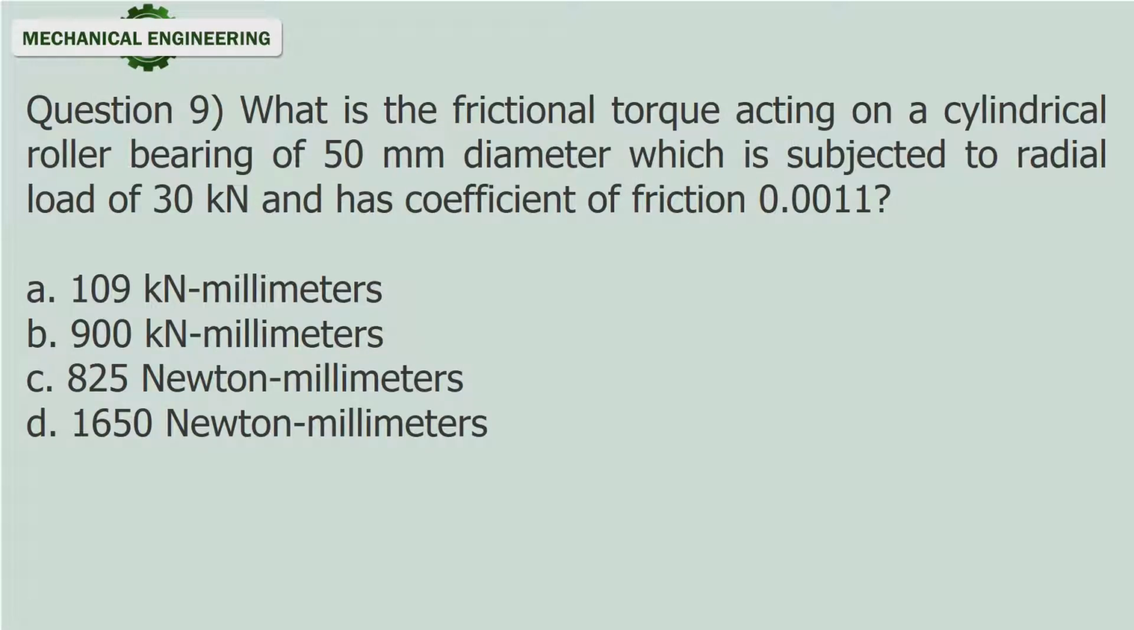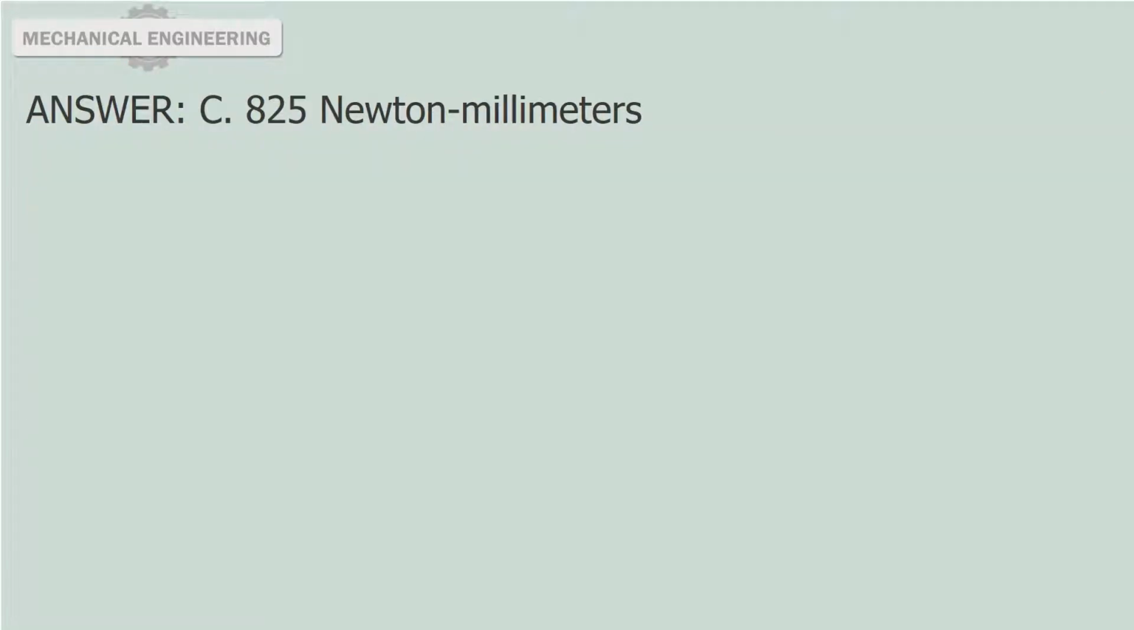Question 9. What is the frictional torque acting on a cylindrical roller bearing of 50 mm diameter which is subjected to radial load of 30 kN and has coefficient of friction 0.0011? A. 109 kN mm. B. 900 kN mm. C. 825 N mm. D. 1650 N mm. Answer: C. 825 N mm.